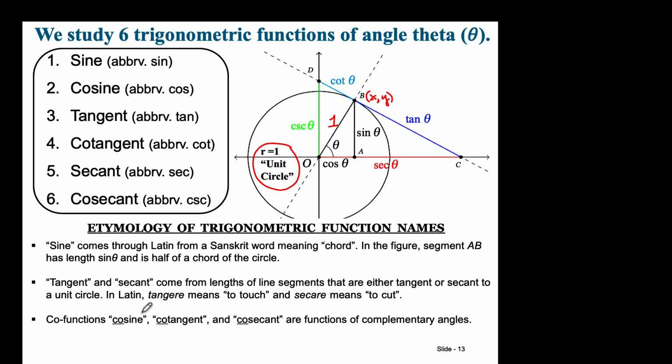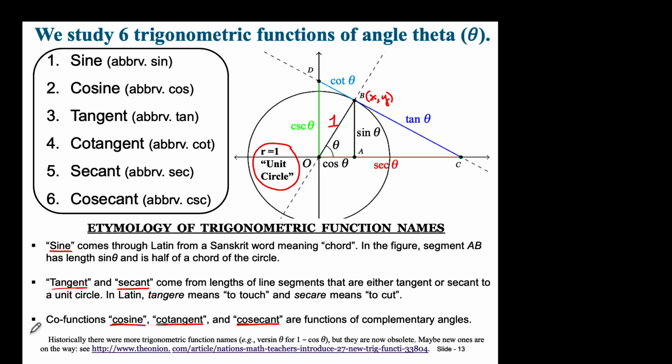Cofunctions are cosine, cotangent, and cosecant. So that's where the names came from. Sine, tangent, and secant, and then their cofunctions, cosine, cotangent, and cosecant. Some math classes will start with the study of sine, tangent, and secant, leading to the cofunctions. We start with the study of sine, cosine, and tangent, and then we talk about the reciprocal functions called cosecant, secant, and cotangent.